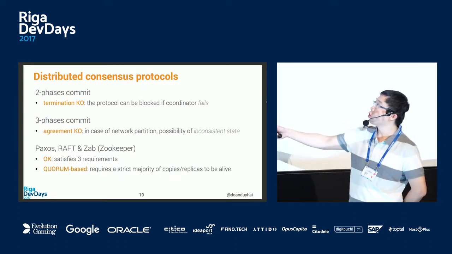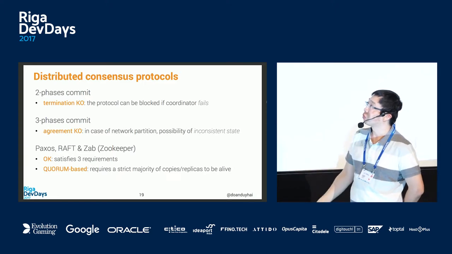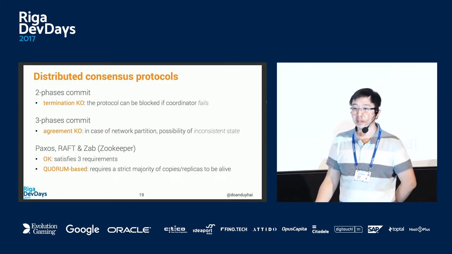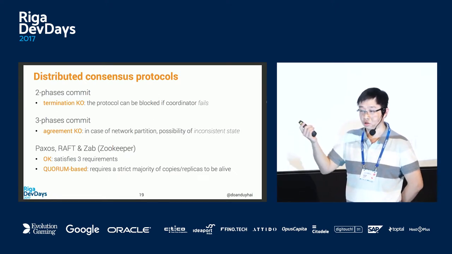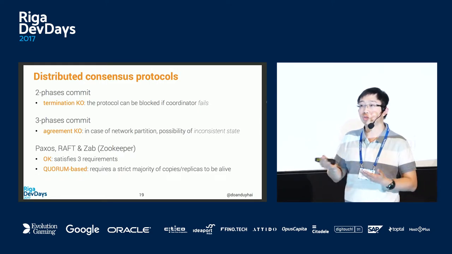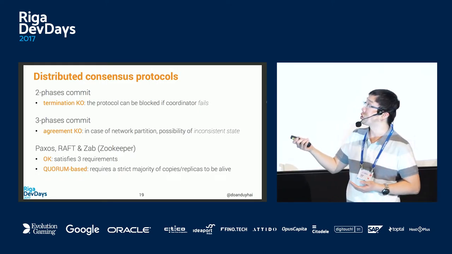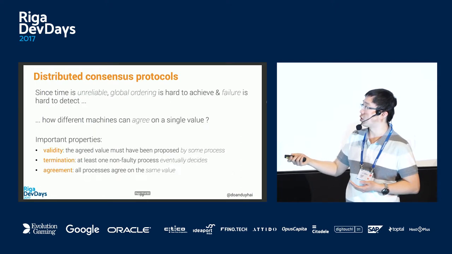Originally we have two-phase commits, right? The problem with two-phase commits is if the coordinator fails, the master of the protocol fails, the protocol is blocked forever. So the termination property is not satisfied.